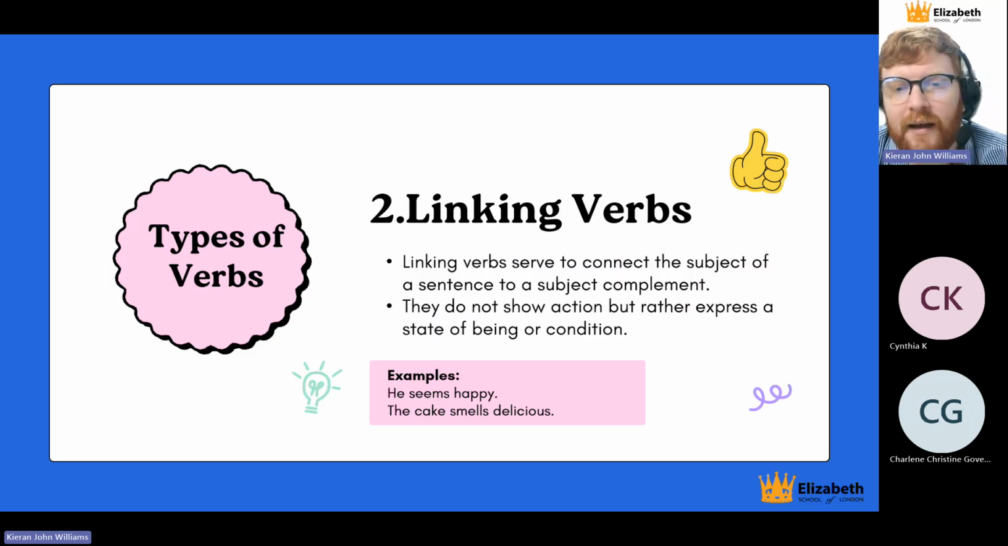But there are also these other types of verbs that we talked about. We've got the ones here like linking verbs. They don't show a specific action, but they still talk about a state or a condition. So, he seems happy. He's not actually physically doing an action, but we can still experience or sense that he is happy. So seems is a linking verb. Also, the cake smells delicious. It's not the cake which is smelling, it's us smelling it. But this is an example of a linking verb.